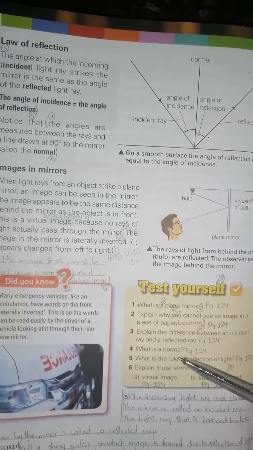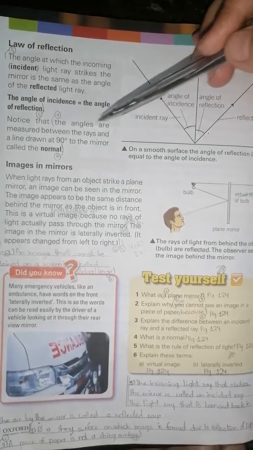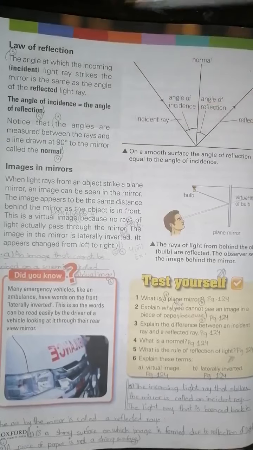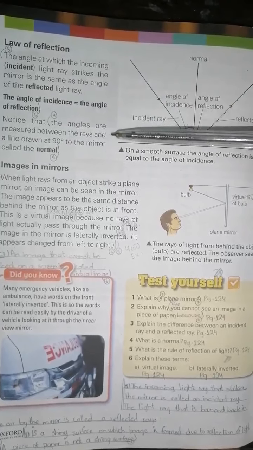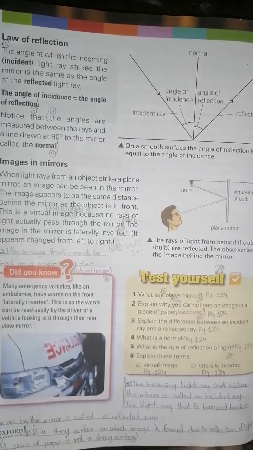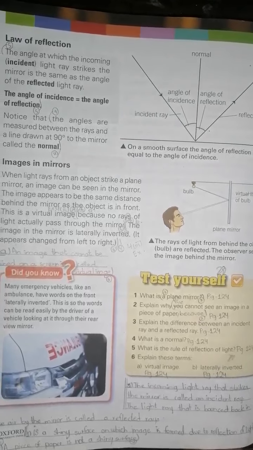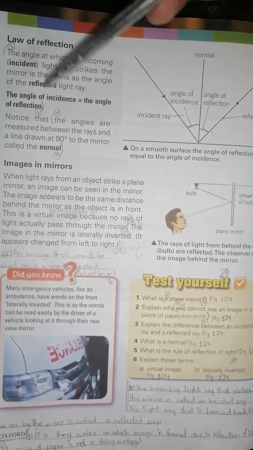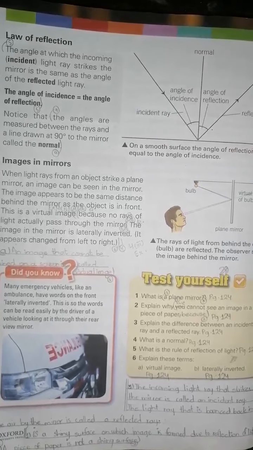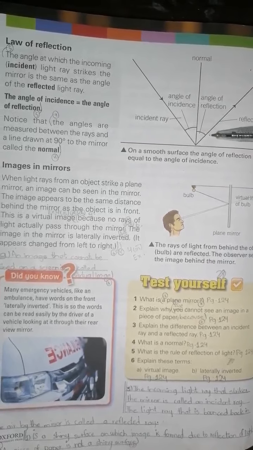Question number 4, what is a normal? For this you have to write that the angles are measured between the rays and the line drawn at 90 degrees to the mirror, called the normal. And again, in this answer you have to draw this diagram also. Question number 5, what is the law of reflection of light? The answer will start from this line up to this line, and you have to draw this diagram also and prove that this angle of incidence is equal to this angle of reflection.